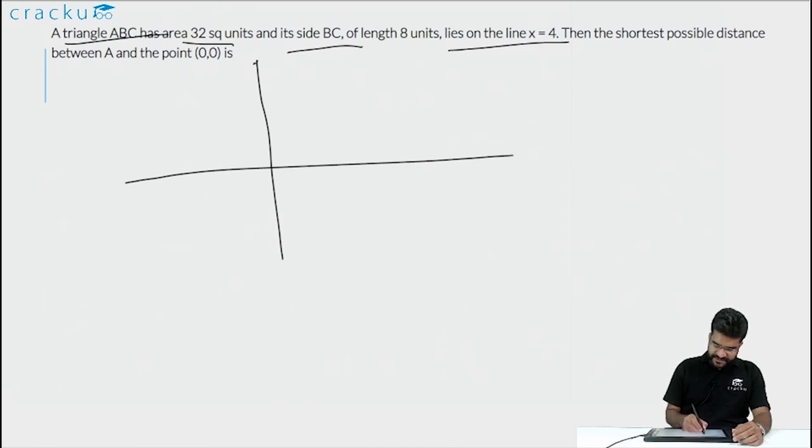So this is the y-axis and this is the x-axis. Now x is equal to 4 is a line over here. This is x is equal to 4. Now on this line lies the side BC. So BC can be anywhere on this line. The length of BC is 8 units.